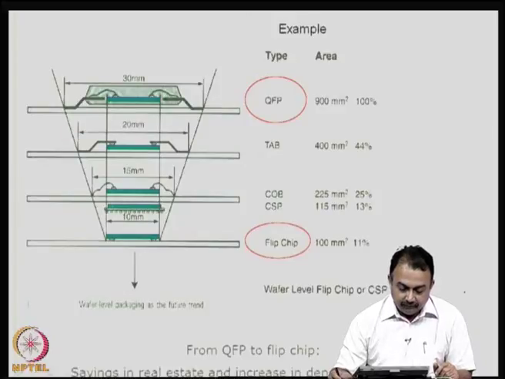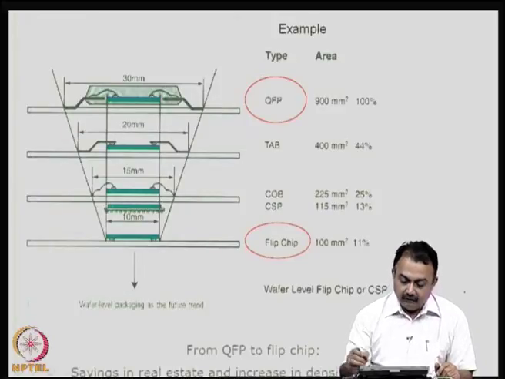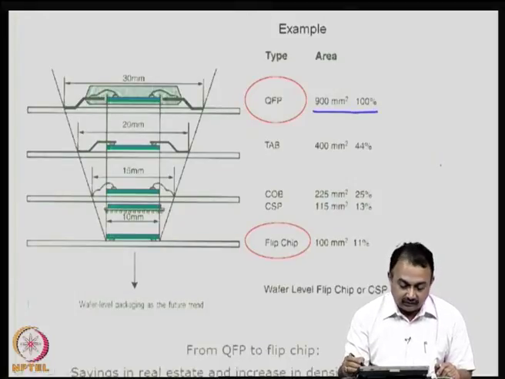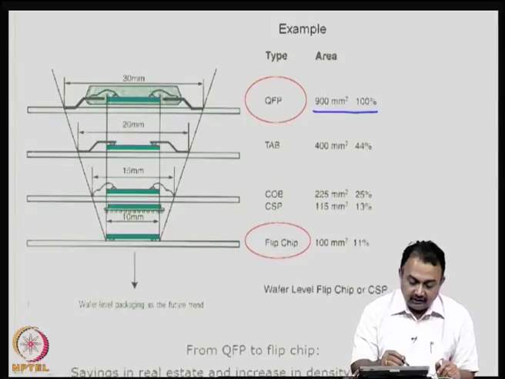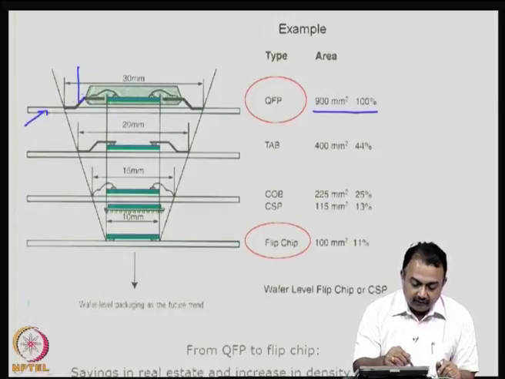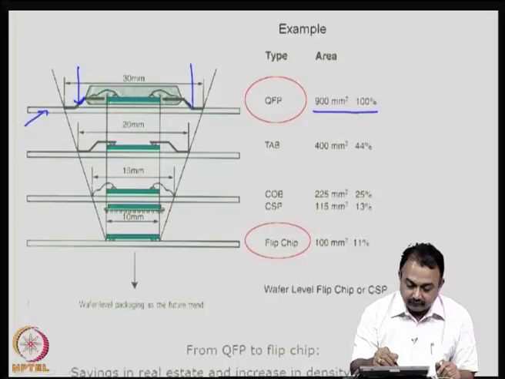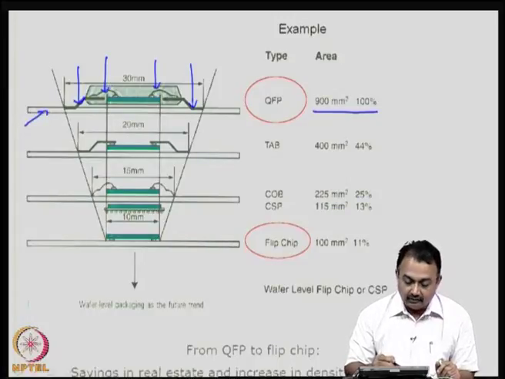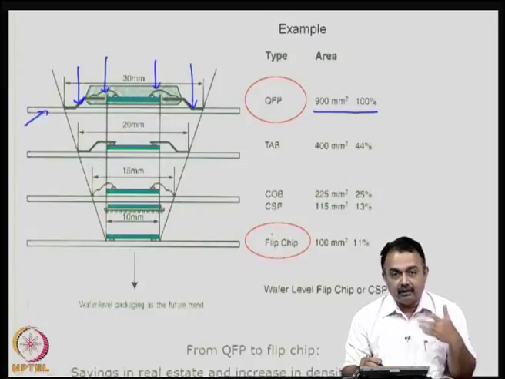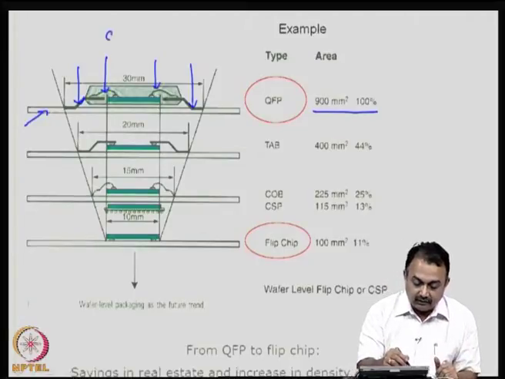For example, if you look at a QFP with an area of 900 mm squared, and if this is the starting point for us, so 100%, you can see in this picture that this is the substrate. These are the lead frames of the QFP package, the black ones. This is the package body, and inside you can see the wire bonds. So, this is the quad flat pack cross section. Basically what you are seeing here is a cross section of packages.